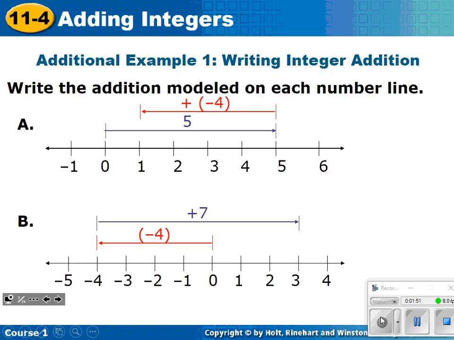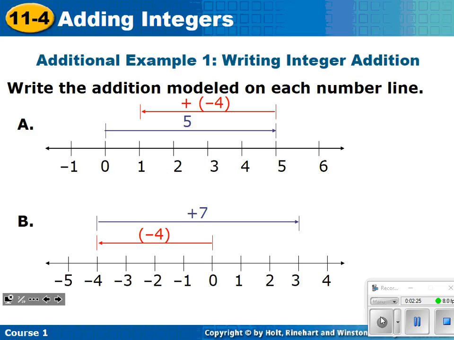The first thing you're going to be asked to do is write the addition modeled on each number line. So for the first one, you have this number line. You start at 0. Okay? You always start at 0. And this one, from here to here is what? 5, and it's a positive 5, correct?